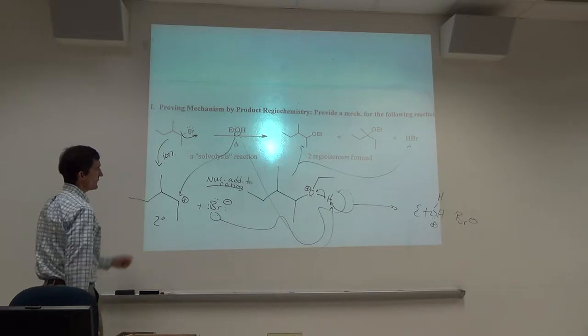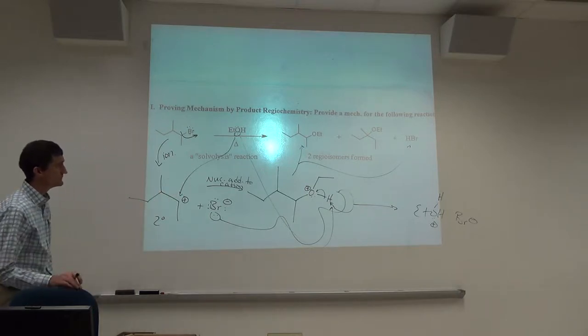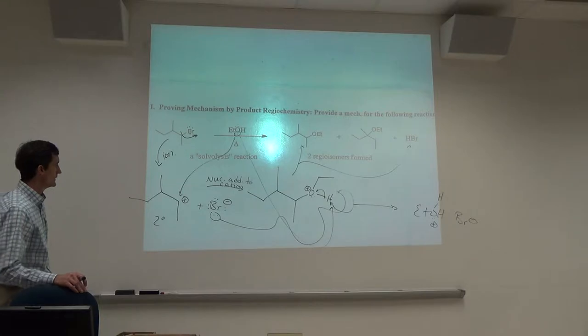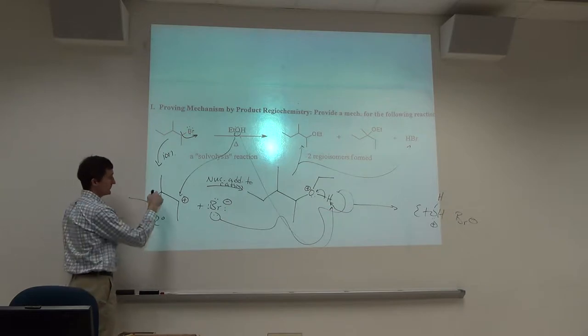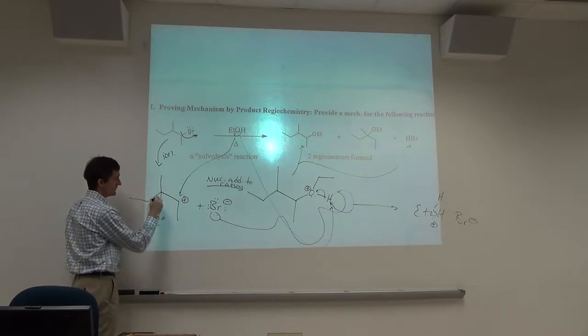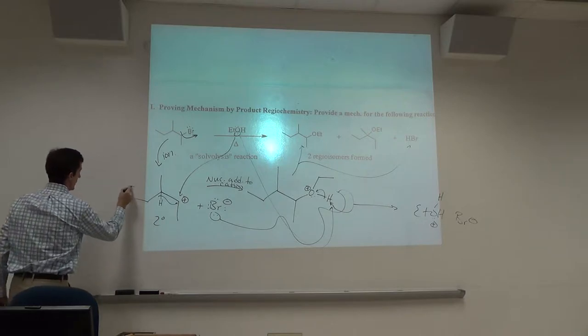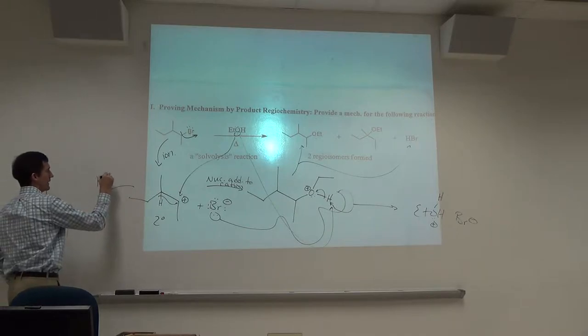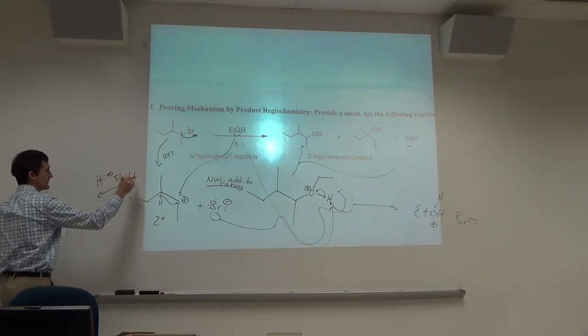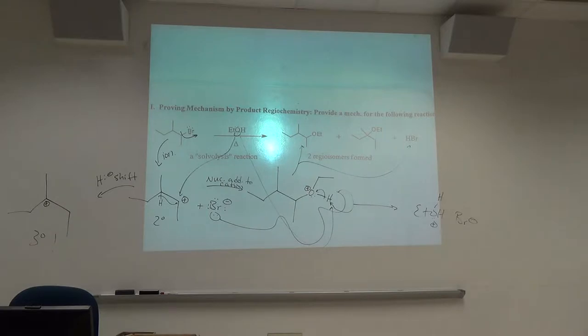How do we get the other product? What do we know about carbocations? They're always prone to rearrangement. We have this tertiary carbon over here. If this H moves over, what does that give? It gives a tertiary carbocation by hydride shift, carbocation rearrangement, skeletal rearrangement.